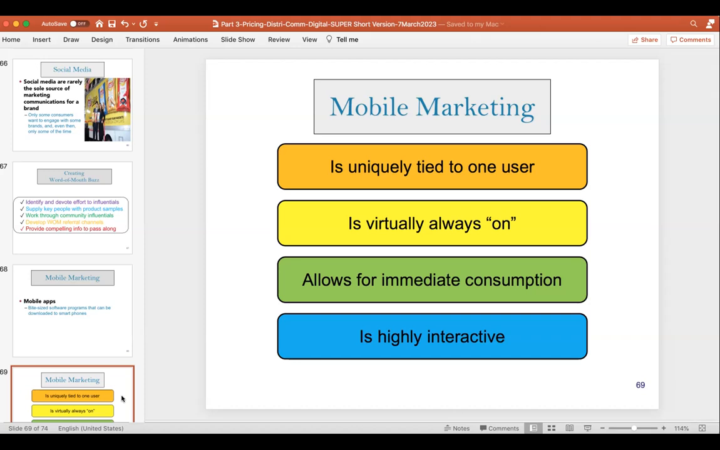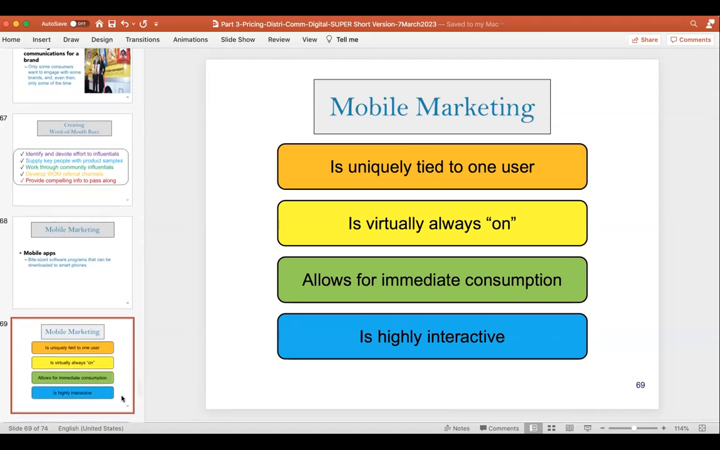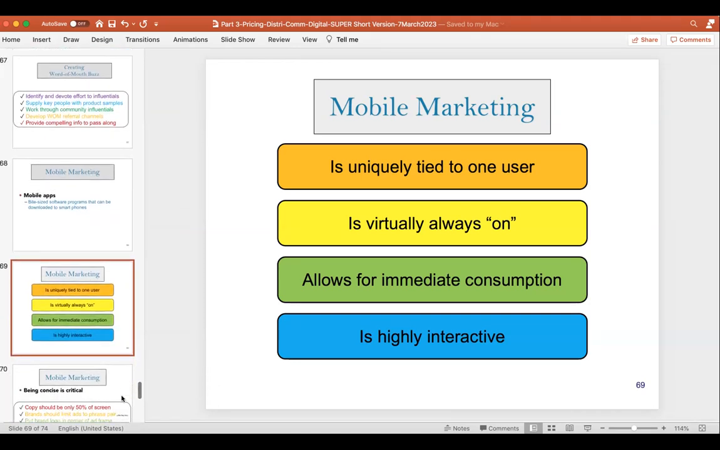So you want the mobile marketing to be tied to a specific user. You recognize who the user is, and that way you can learn about the user and be able to offer them specific information based on where they went and what they are looking at and what they seem to be the most interested in. It's on all the time. It allows them to shop directly from the app, and they can get information which is interactive because they can ask questions and be answered. They can read other people's information and other comments.